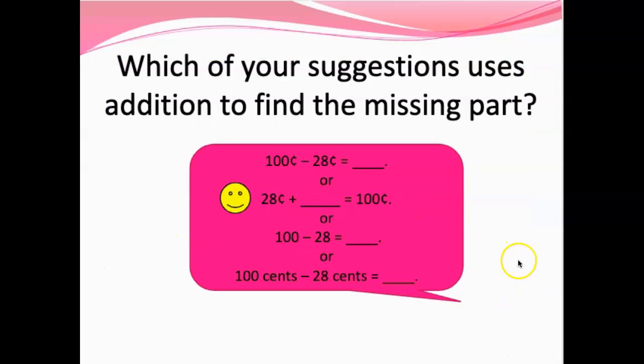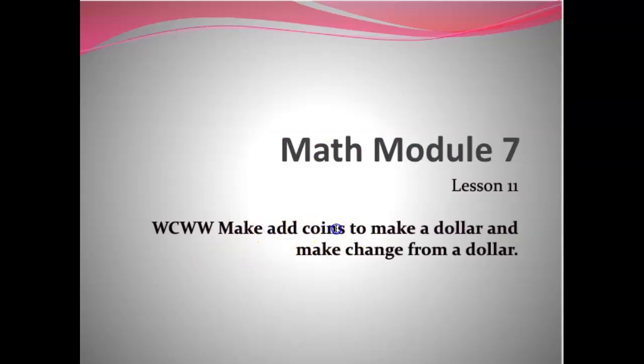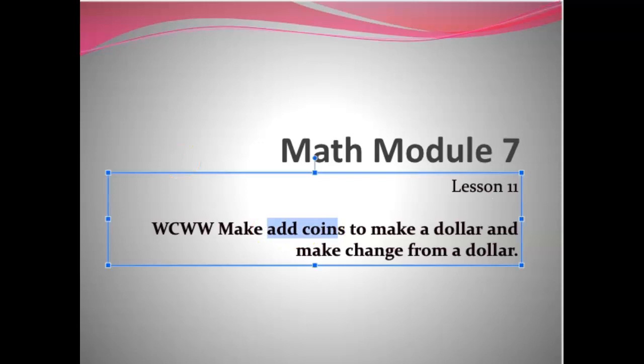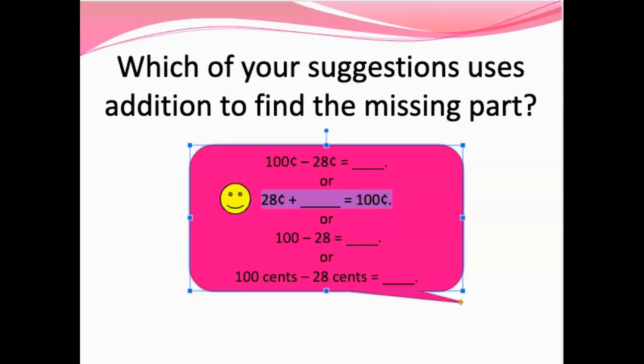Which of these equations, though, shows addition to find the missing part? Remember, our objective today is that we are going to be adding coins to make $1. So we want to be using addition today. So if we look back at these equations, 28 cents plus blank equals 100. This is the way we're going to focus on solving today. We're always going to start with the part that we know plus a blank. That's going to show the part we don't know. And it's always going to equal $1 today, or 100 cents.